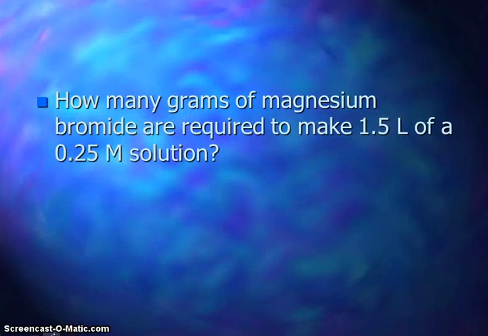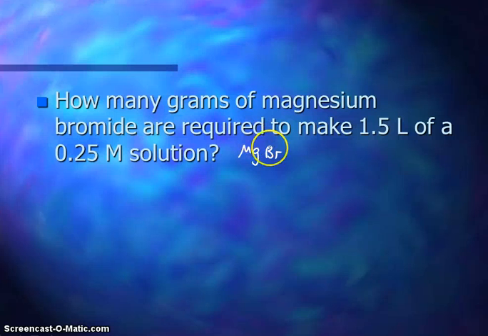Now we can solve for any of the variables in the particular problem. It's not always that we're trying to find out what the molarity is. So this question says how many grams of magnesium bromide, so let's write our formula first. We know magnesium is a +2 and bromide is a -1, so there's our formula, are required to make 1.5 liters of a 0.25 molar solution. All right, well, when we look at our equation, molarity equals moles of solute per liter of solution. In this particular problem, we're given the molarity and we're given the volume. So we can calculate the moles of magnesium bromide we need to make the solution.